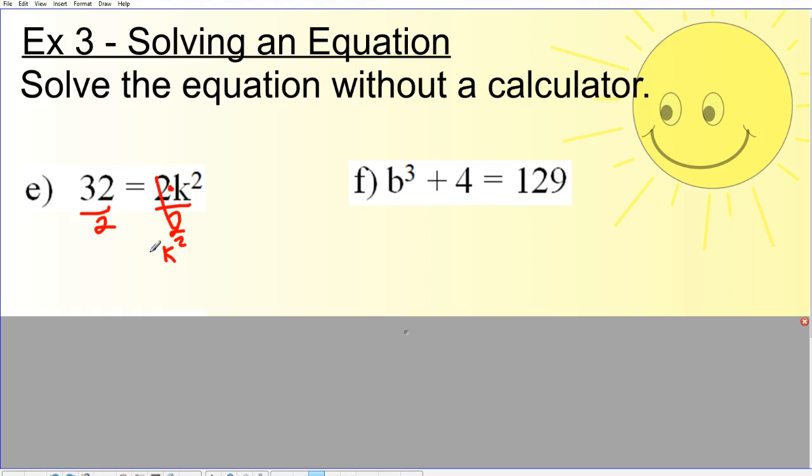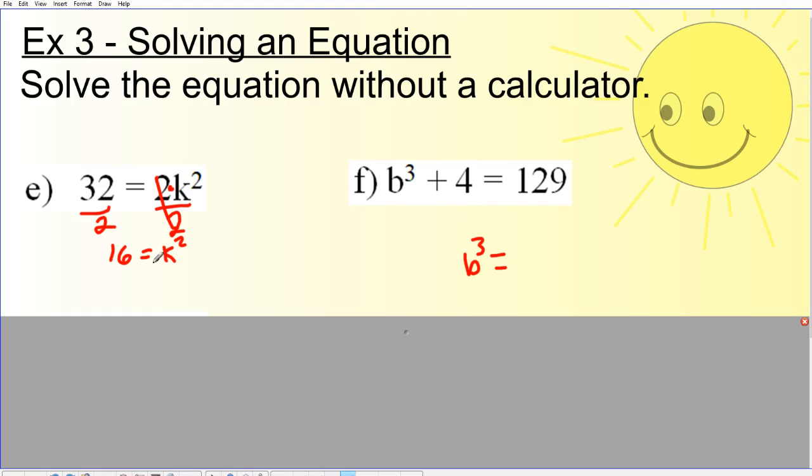Now, what we have is this. I divided by 2 here, they cancel. I divided by 2 here, 32 divided by 2 is 16. Now, we can square root. You can't square root until the k squared is by itself. You can't square root if it's being multiplied by something or added by something. You want to have it just k squared. Or just, in this next problem, we want just to have b cubed. That's going to be our first step, to make this 4 go away to get here. Then we can cube root both sides to get our answer.